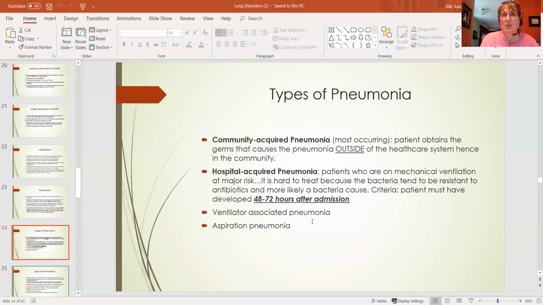Aspiration pneumonia is something we're always worried about with older adults. If someone is having a hard time swallowing or they're coughing a lot while they're eating, we're worried that something's going in the wrong place. It's not going where it should be going. So that could be something that you might see as well.